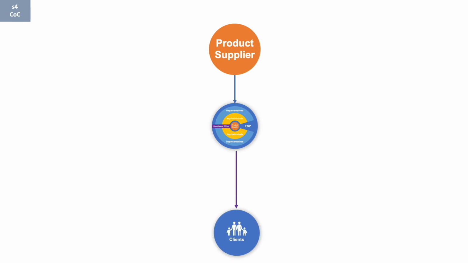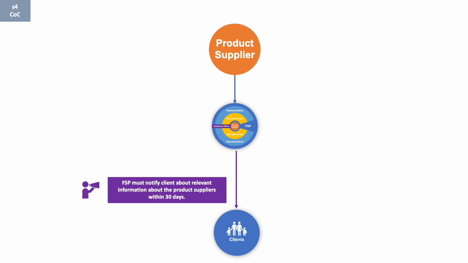The FSP gives advice to clients on different products from different product suppliers based on the needs of the client. The FSP therefore must notify the client in writing about relevant information about the product suppliers or product providers within 30 days. So we need to understand what an FSP needs to inform its clients about in order to comply with Section 4 of the Code of Conduct.